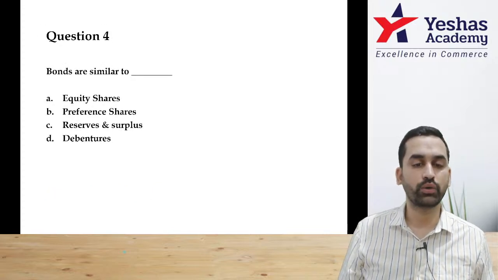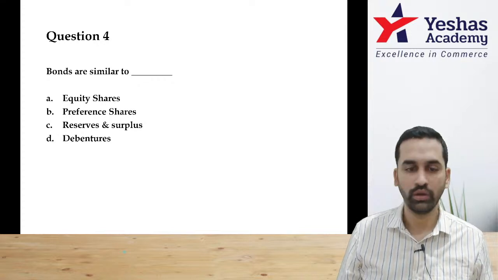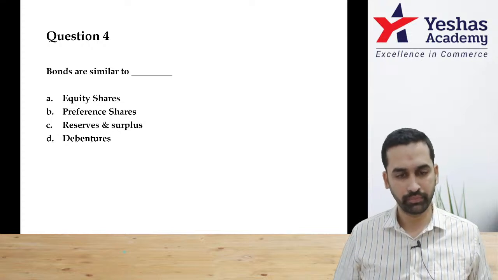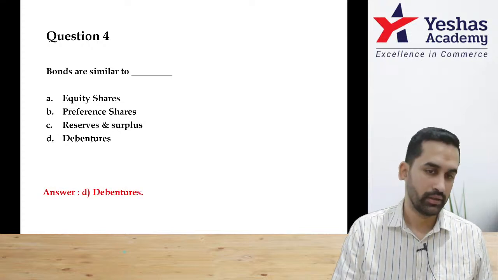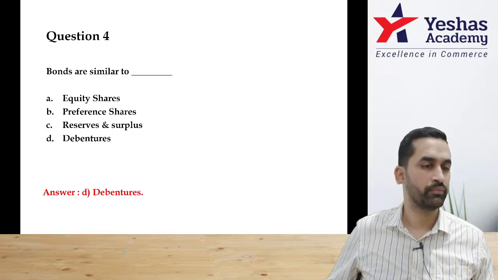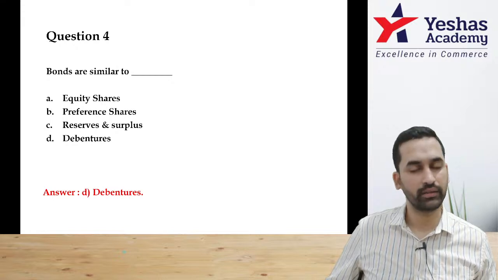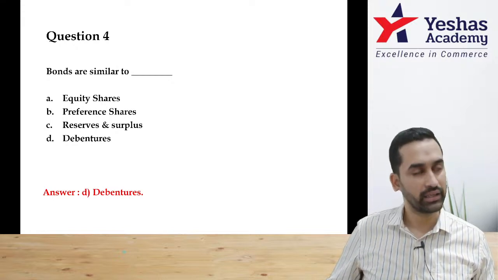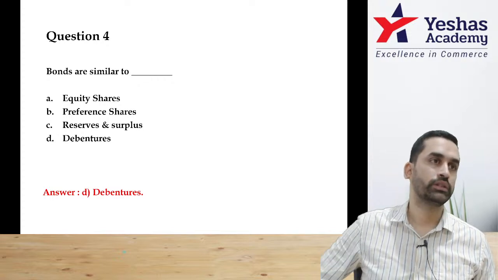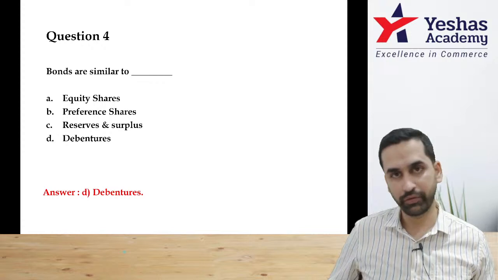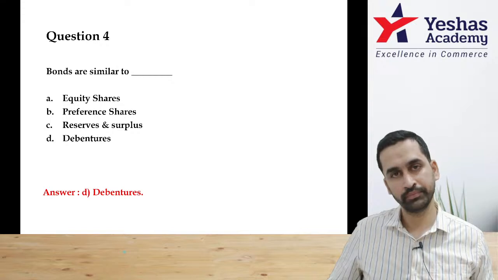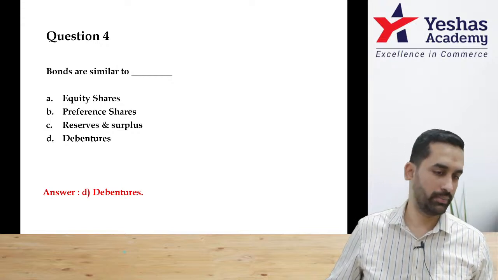Question 4. Bonds are similar to equity shares? No. Preference? Definitely no. Reserves and surplus? Never, even in dream. Debenture? Answer is correct. Tell me what is the similarity between bond and debenture? Why are we saying they are similar? Sir, both we have to pay interest. Correct. Sir, both are outsiders. Correct. Sir, both will not dilute our ownership. Perfect. Sir, both will help us save taxes. Perfect. Sir, both are called debt. 100% correct. Therefore, bonds are almost like debentures.